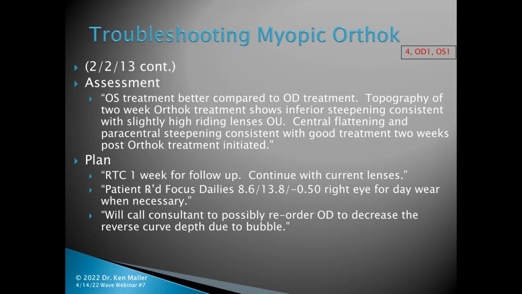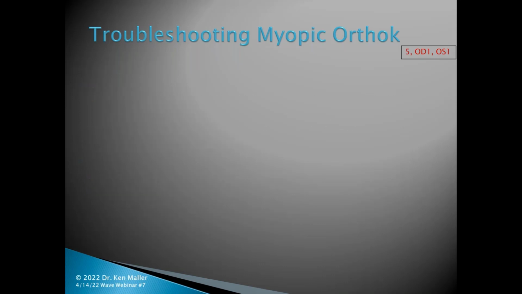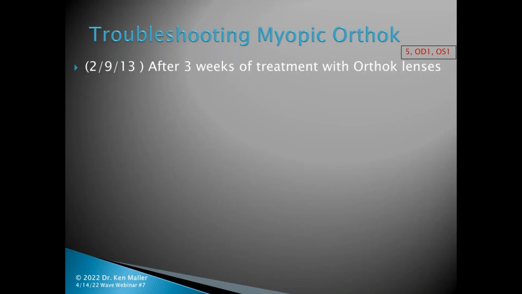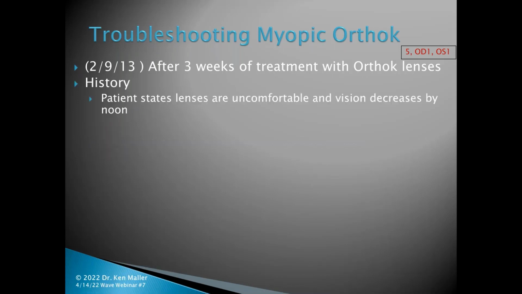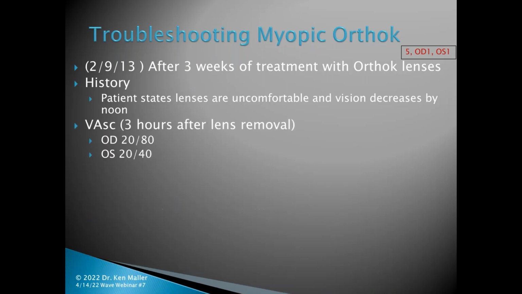And then there was also the comment here that they were going to possibly call a consultant to reorder the right lens to decrease the reverse curve depth due to a bubble. And again, I'm assuming the bubble had to do with what was assessed when they put the lenses on at the institution. At the 5th visit, he came in wearing OD and OS number 1, and this is 3 weeks of Ortho-K treatment. Patient states lenses are uncomfortable and vision decreases by noon.